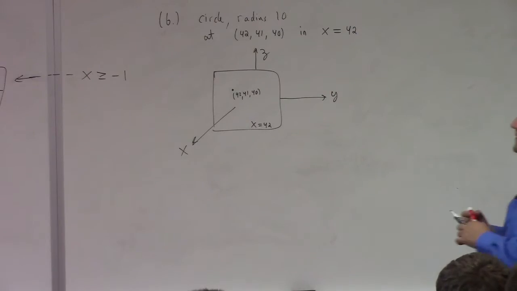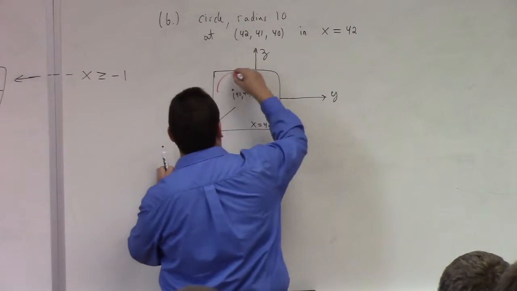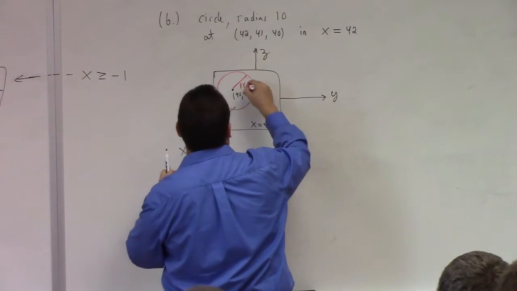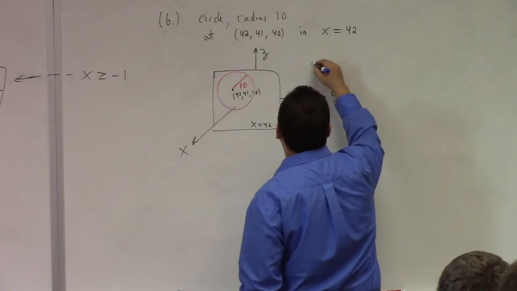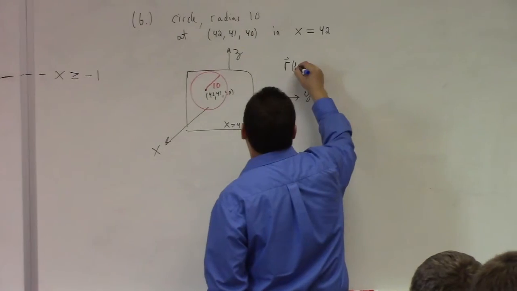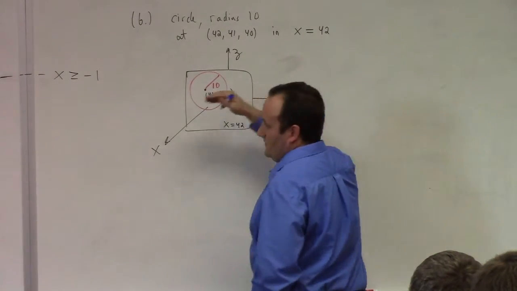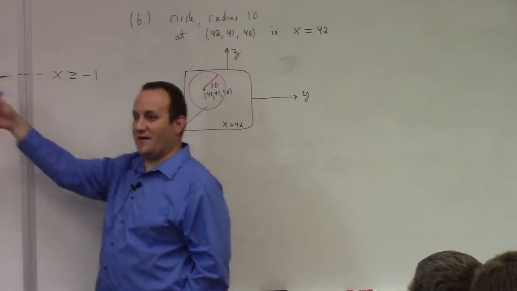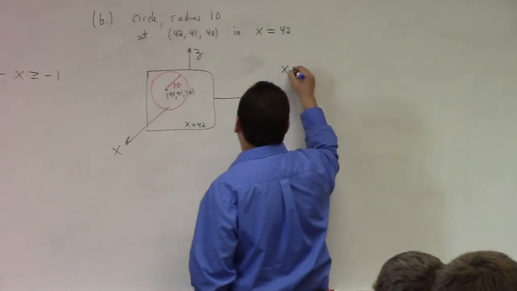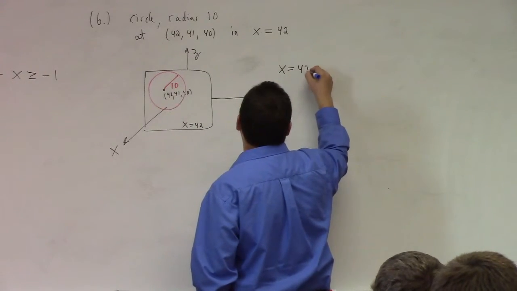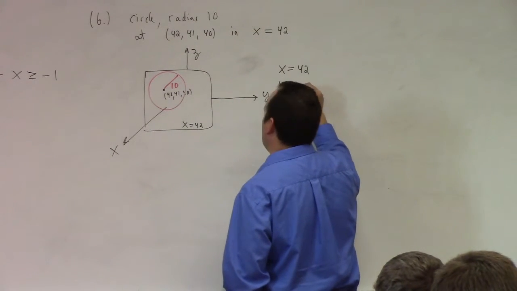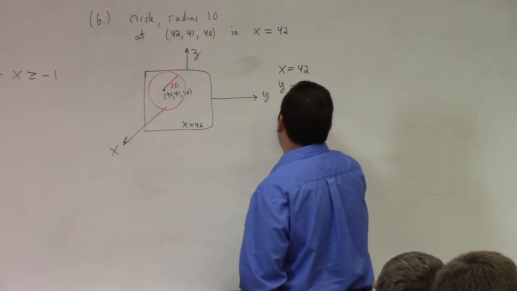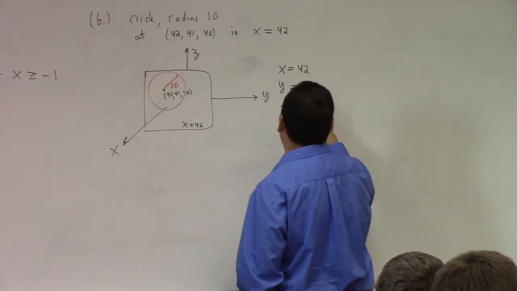But we're trying to parameterize this circle, radius 10. And so the answer is r of t. I guess fine. You want me? Is this friendlier? Okay, I'll do that then. x equals, well, that's easy, I can do that one, 42. And then y is equal to, well, 41. z is equal to, well, 40.